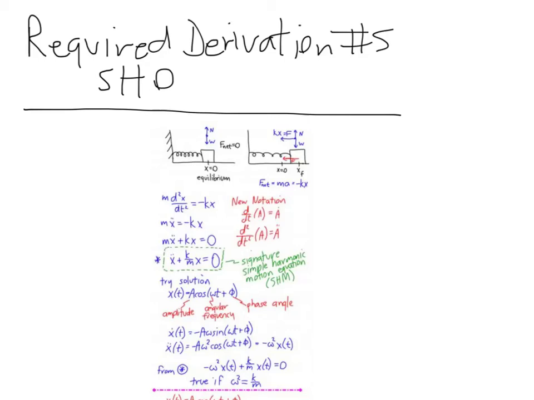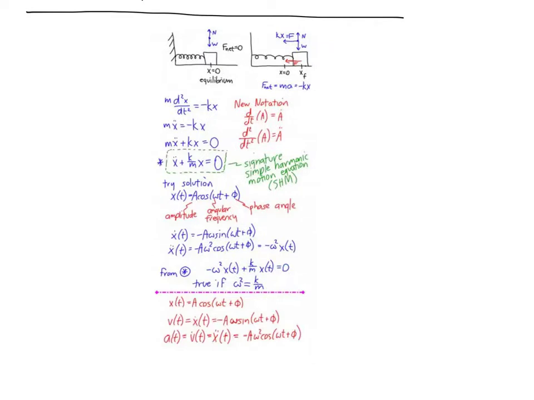Hello, this is required derivation number 5. It actually is a summary of all things simple harmonic motion and simple harmonic oscillators. Let's consider a mass hooked to a spring oscillating on a frictionless surface.